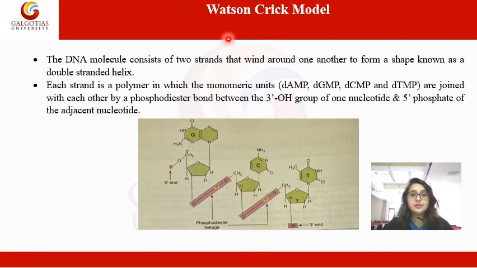Okay, coming on to the Watson-Crick model, let's see the structure of the DNA in detail. The DNA molecule consists of two strands, which we now know because it is a double helix, that wind around one another to form a shape known as a double-stranded helix. Each strand is a polymer in which monomeric units, for example dAMP, dGMP, dCMP, and dTMP, are joined with each other by a phosphodiester bond between the 3'-OH group of one nucleotide and the 5'-phosphate of the adjacent nucleotide.